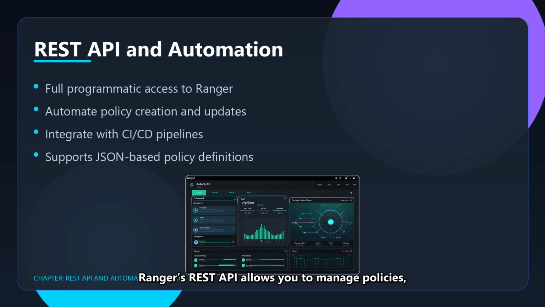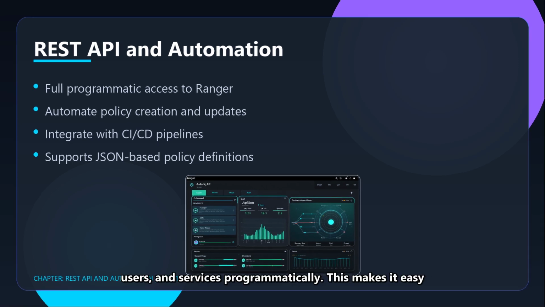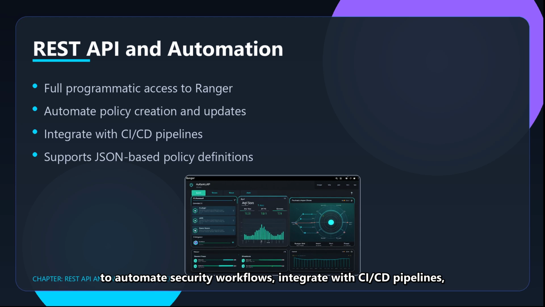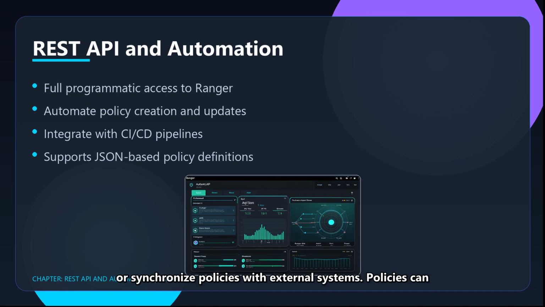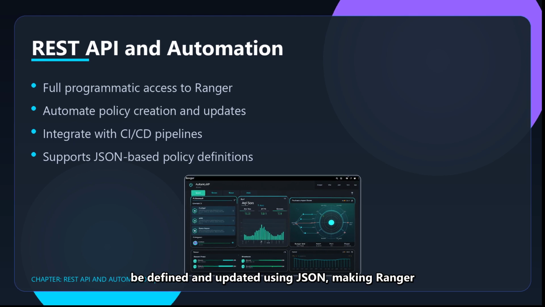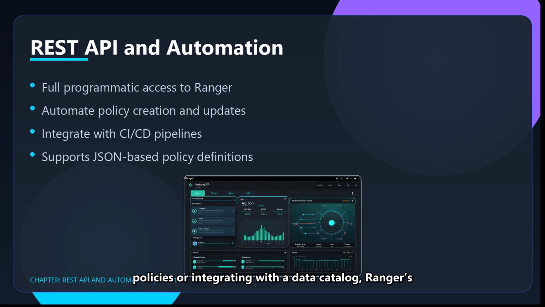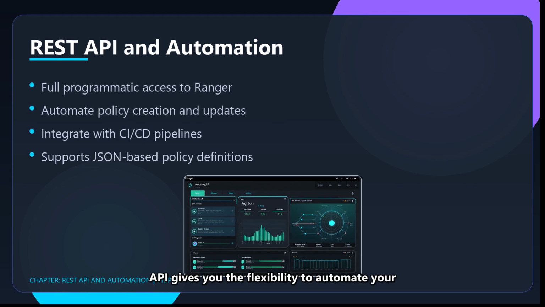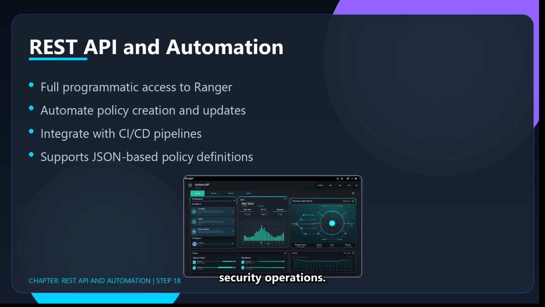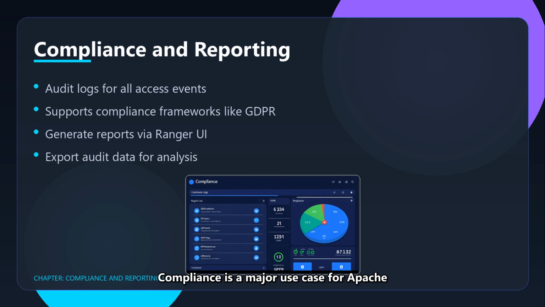Ranger's REST API allows you to manage policies, users, and services programmatically. This makes it easy to automate security workflows, integrate with CI/CD pipelines, or synchronize policies with external systems. Policies can be defined and updated using JSON, making Ranger API-friendly and scriptable. Whether you're managing hundreds of policies or integrating with a data catalog, Ranger's API gives you the flexibility to automate your security operations. Compliance is a major use case for Apache Ranger.